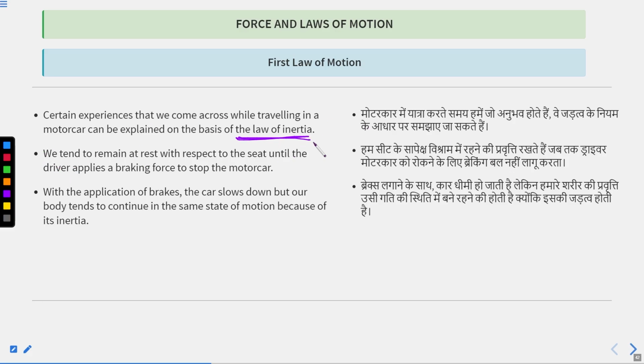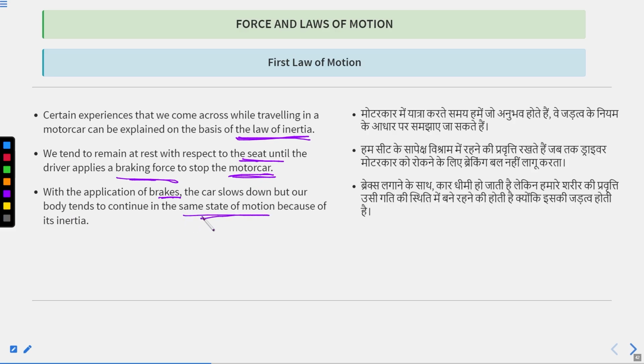Now let's understand inertia by an example of a motor car. We tend to remain at rest with respect to the seat until the driver applies the braking force to stop the motor car. With the application of the brake, the car slows down, but our body tends to continue the same state of motion.